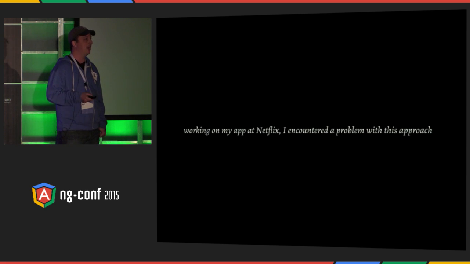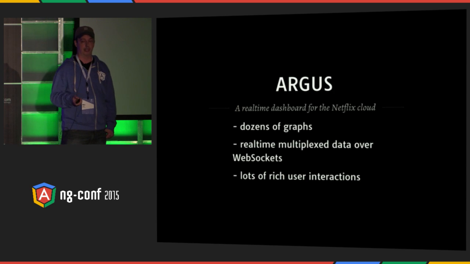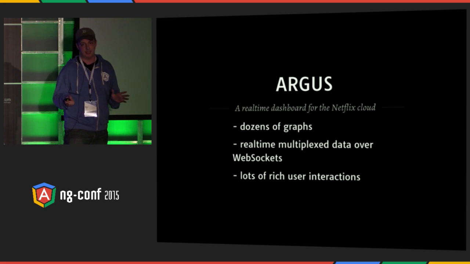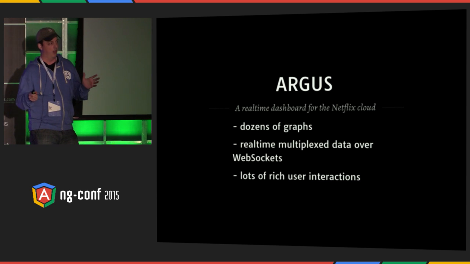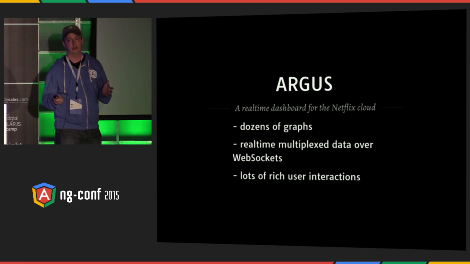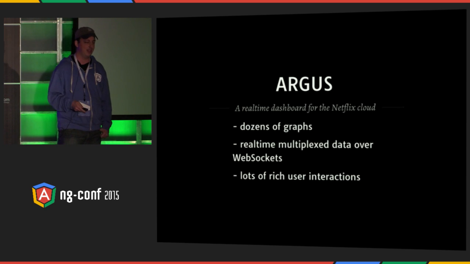But working on my app at Netflix, I ran into a problem with this approach. The app I work on at Netflix is called Argus. Argus is a real-time dashboard for the Netflix cloud. It's got dozens of graphs on an individual view. We're using a WebSocket and multiplexing data over it. If you can imagine, more than a third of North America's bandwidth and all of these events triggered by all of the users that we have and all of the services we have being streamed into graphs, it's kind of busy.